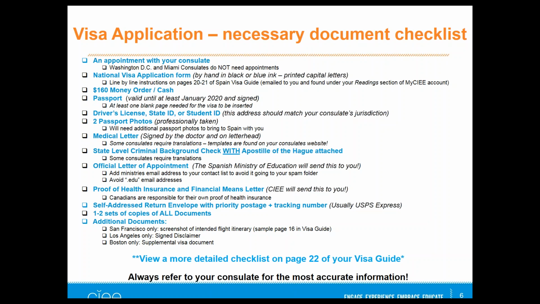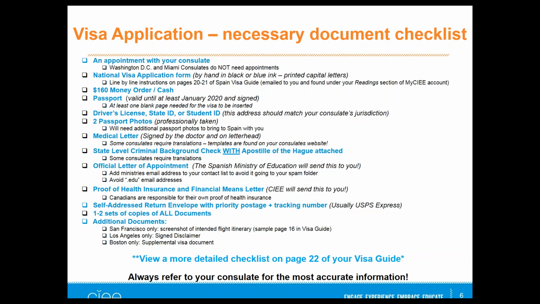There's a few additional things specific to just a few of the consulates. San Francisco only does require a screenshot of intended flight itinerary. There is a sample of this on page 16 in the visa guide. Again, this is for San Francisco only. It seems really silly. I don't understand why they do it. None of the other consulates have it, but San Francisco does require it, and it literally just has to be a screenshot of intended flight itinerary, just showing that you know how to do it.